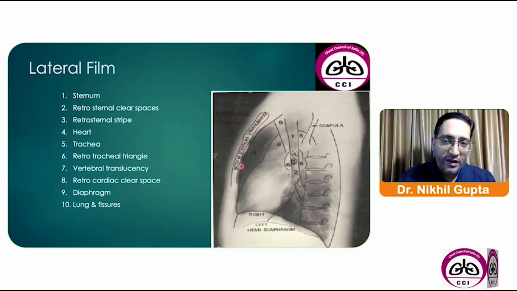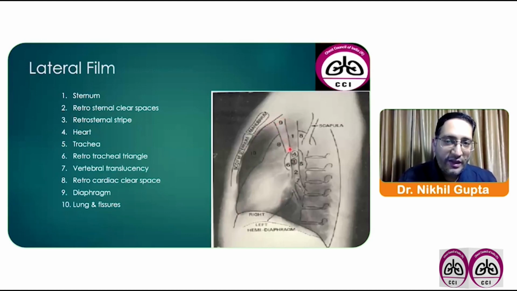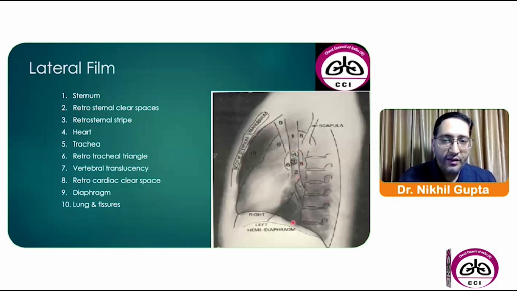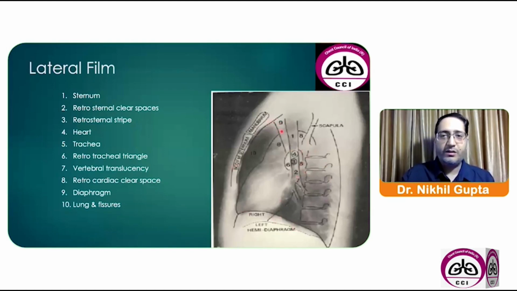This is the retrosternal clear space. This is the retrosternal stripe. This is the heart. This is the retrotracheal triangle. Then coming to the vertebral translucency. Then retrocardiac clear space. And the diaphragm. And the rest is the lungs and the fissures.